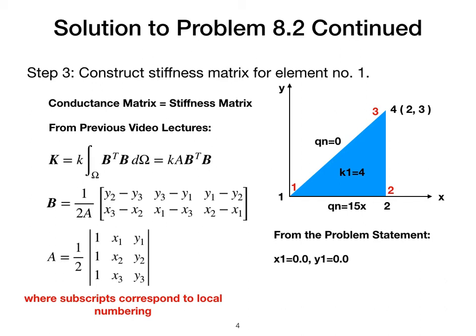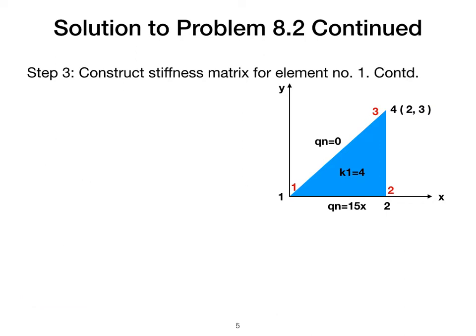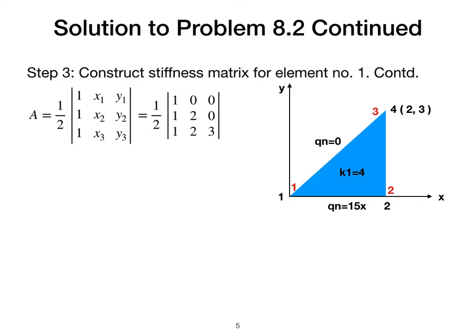So from the problem statement, what we have is x1 is 0, y1 is 0, x2 is 2, y2 is 0, x3 is 2, and y3 is 3. And we can calculate the stiffness matrix based on these coordinates. And we know that for element number 1, k equal to 4. So let's calculate the area first. Area, we put the values here in the determinant, values of the coordinates, and what we get is area equal to 3.